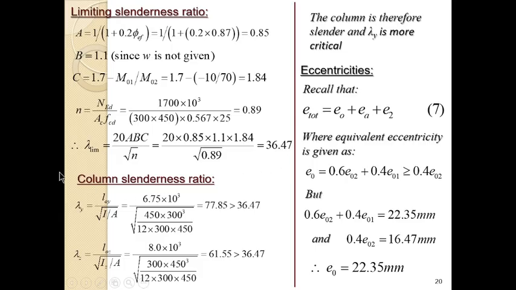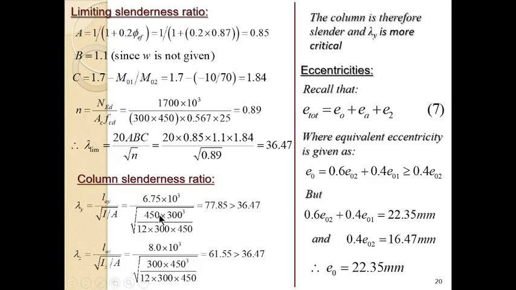The next thing is to calculate the column slenderness itself. Because the effective length is now different in both the minor and major axis, we are going to calculate differently. For the minor axis, the formula is L naught over the square root of I over A. For the minor axis, the effective length was 6.75 meter, which you multiply times 10 raised to power 3 to change it to millimeter, all over the square root of I. Remember, I for a rectangular section is BH cubed over 12.